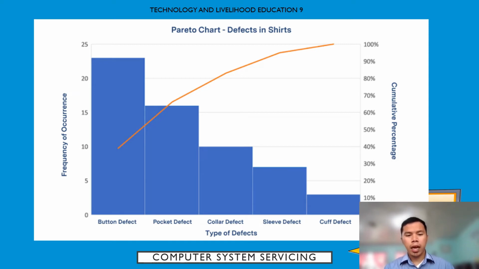Therefore, we can say that we have to prioritize correcting this defect so that the number of defects will be reduced, and therefore production will be increased. So that is how we use the Pareto chart.